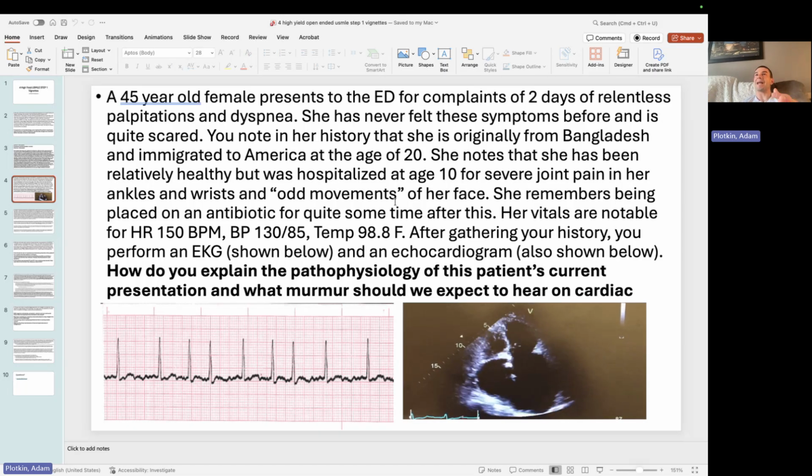The N is subcutaneous nodules. The E is erythema marginatum, which are serpiginous kind of rashes around the body. Don't get them confused with erythema chronicum migrans, which is the annular bullseye rash we see in Lyme disease. I'm sorry I don't have a picture of erythema marginatum, but you can easily look them up quick.